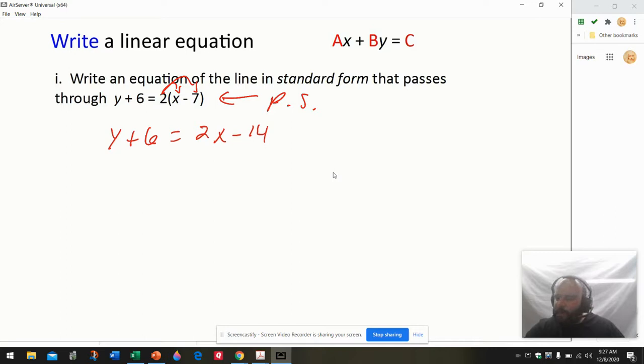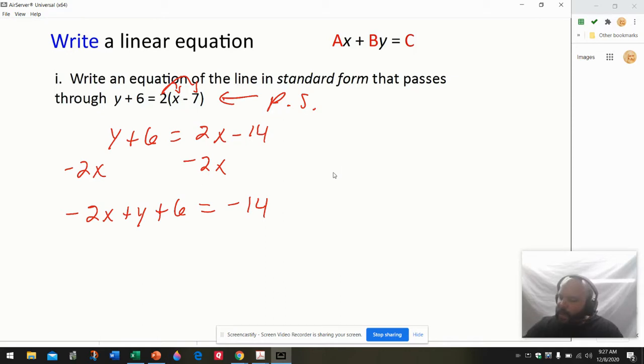Once we've distributed the 2, we then have to get the x and the y together. So we need to move this 2x over. So we're going to subtract 2x from both sides. So I have negative 2x plus y plus 6 equals negative 14. Okay, so I move the 2x over with the y and the 6.